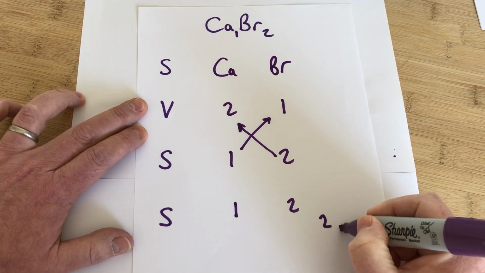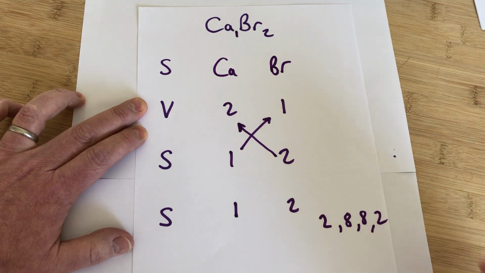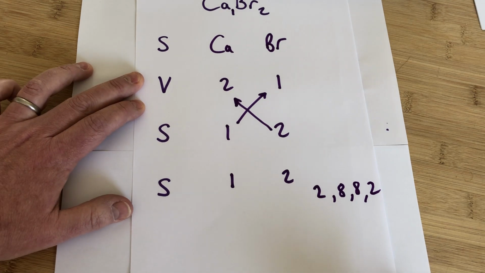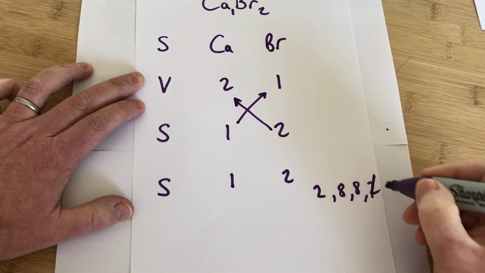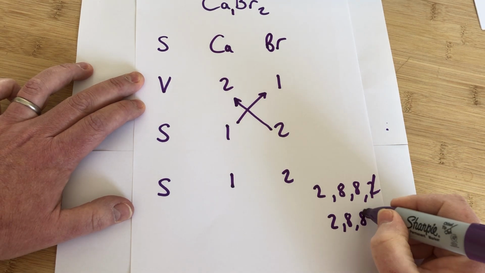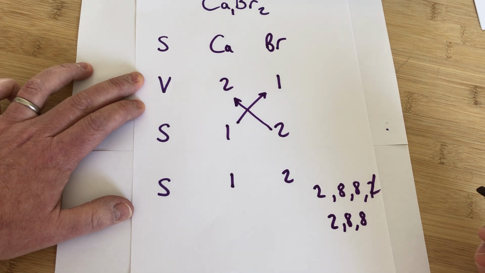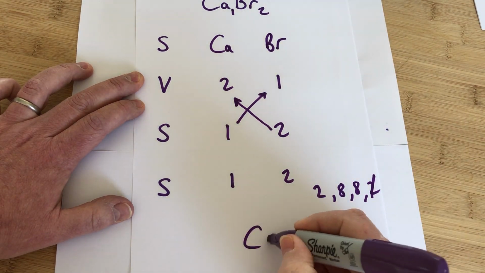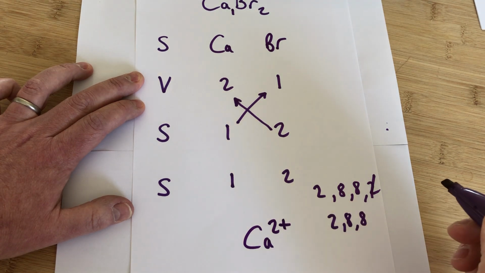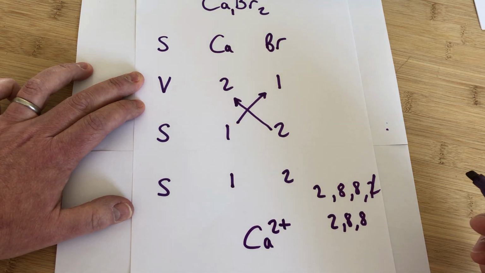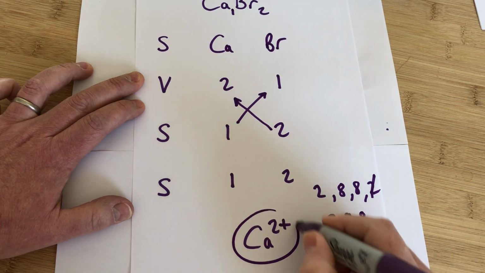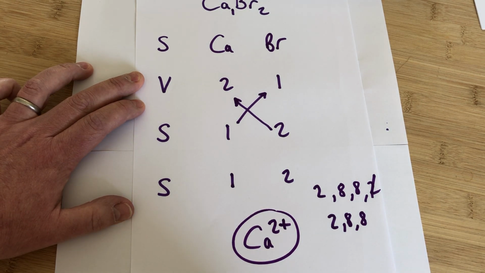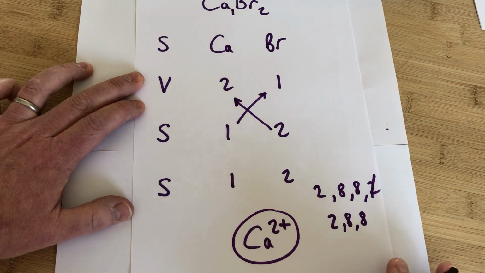Calcium was 2, 8, 8, 2 as its electron arrangement. When it bonds to form calcium bromide, it loses 2 electrons, becomes 2, 8, 8. So the charge, just like all metal ions, is a positive charge, but it's positive 2 because it's lost 2 electrons. So it is calcium 2 positive ions there. Calcium Ca2 positive is the ion. The charge is 2 positive.